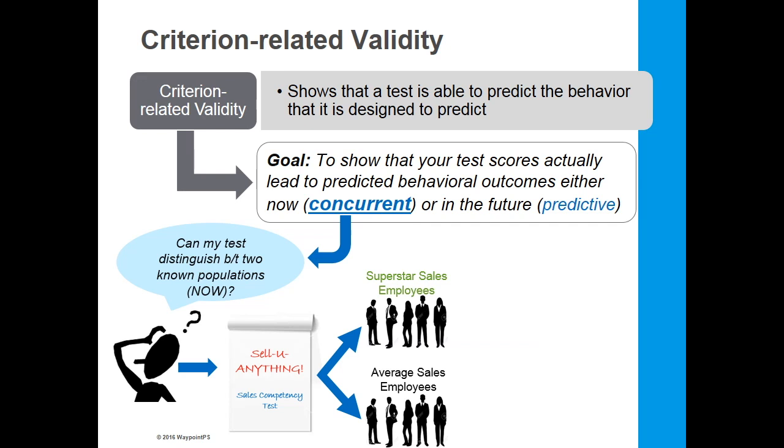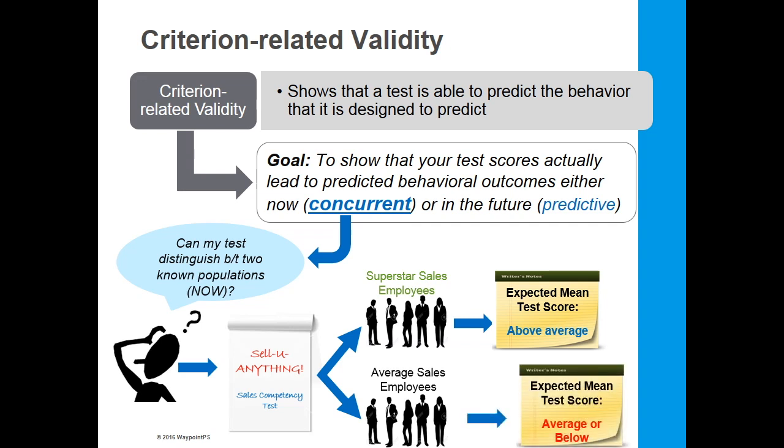to all 100 employees. And of course, we would expect that if the test is good at differentiating people in terms of their job performance, superstar employees would score very high on this Sell You Anything assessment, whereas the average or poor sales employees would score lower. In a sense, this indirectly shows that the assessment can distinguish high performers from average and poor performers. That, in a nutshell, is concurrent validity.